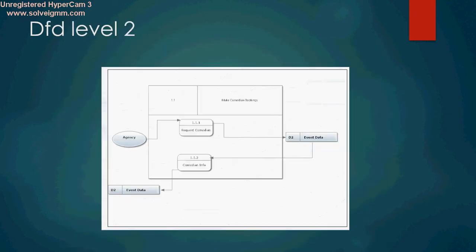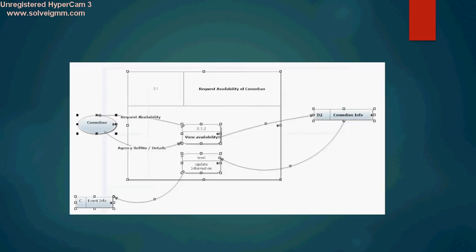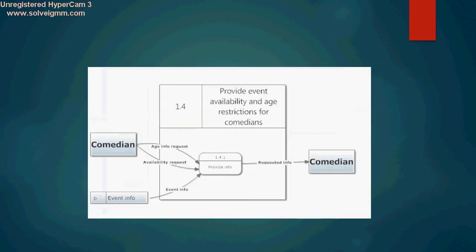Here are the data flow diagrams at level 2. These break down the processes even further, as you can see here quite clearly. This is make comedian booking, the first process in the data flow level 1, so the agency entity, request comedian process and the data store. I'll go through the examples quite quickly due to time restraints, but you can freeze on the images if you would like to look closer at them.